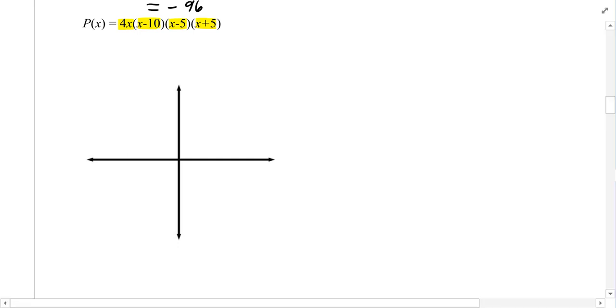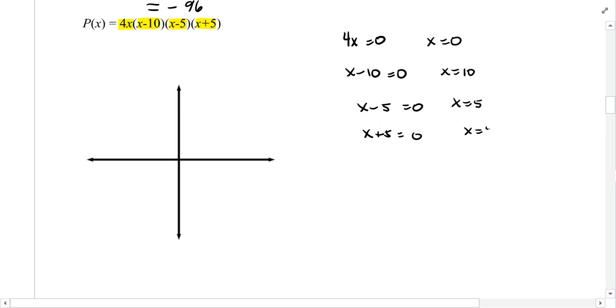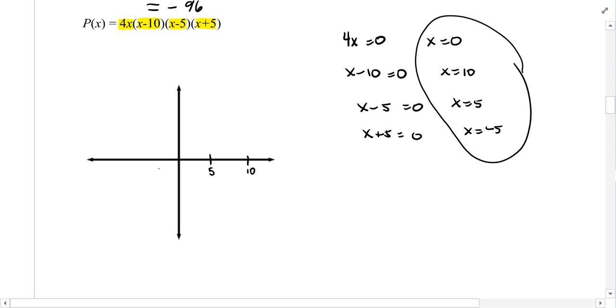All right, so here's what I would do. I have 4x equals 0, x minus 10 is equal to 0, x minus 5 is equal to 0, and x plus 5 is equal to 0. That's going to give me x equals 0, x equals 10, x equals 5, and x equals negative 5. So this time I have 4 zeros: 5, 10, negative 5. Yes, I know I didn't label all the other ones. Since 0 is one of my zeros, it's doing double duty as the y-intercept.